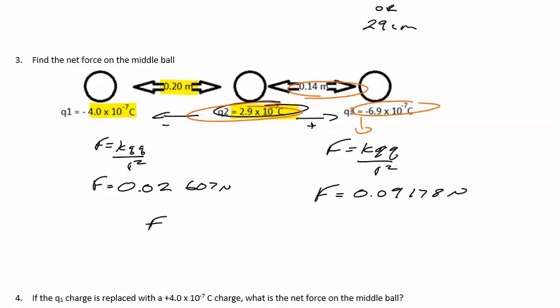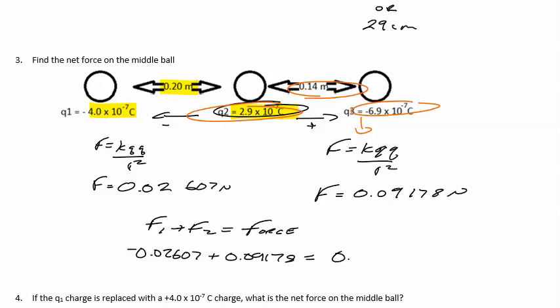So if we take the first force plus the second force to get the total force, what we need to remember is that we're calling this one negative 0.02607, and we're going to add to this one that we've declared positive in the positive direction to the right, and so that gets you 0.066 newtons. Positive, which means it's to the right because we declared right to be positive.